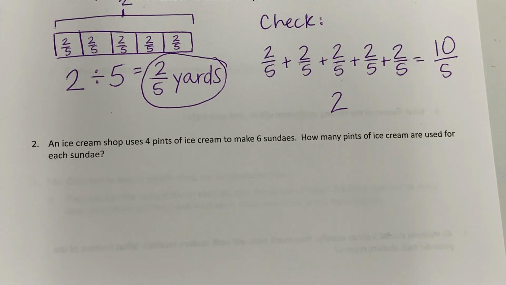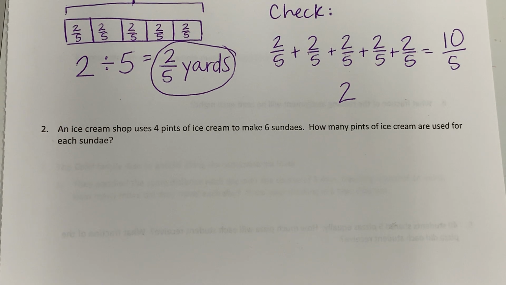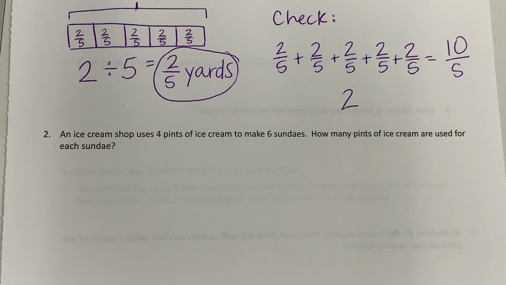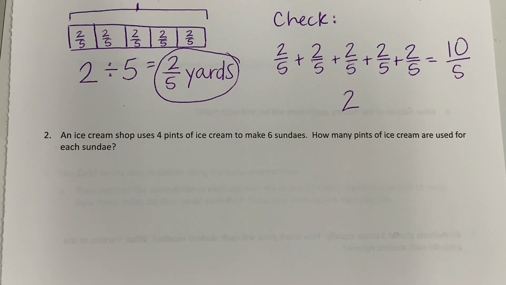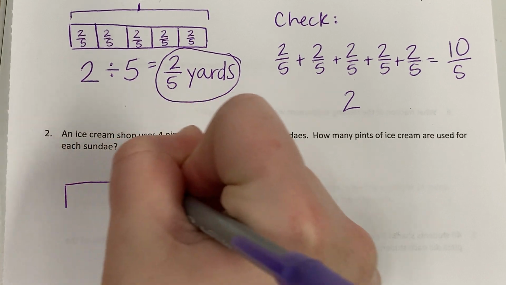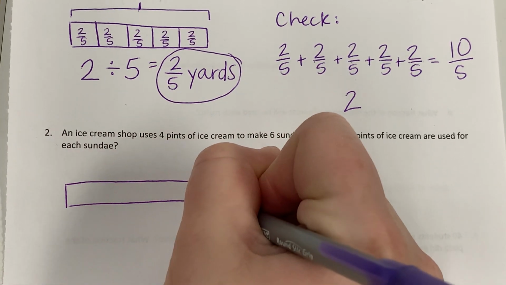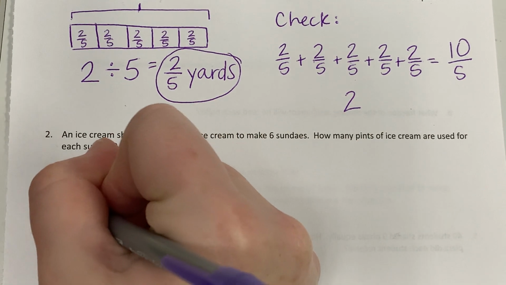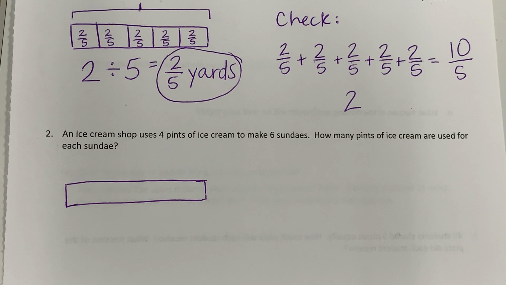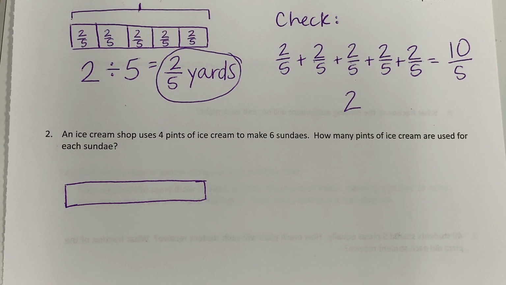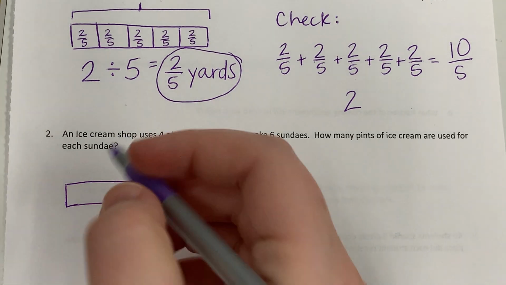Number 2. An ice cream shop uses 4 pints of ice cream to make 6 sundaes. How many pints of ice cream are used for each sundae? Well, what do I need to do first? What's the very first thing I need to do? Draw my rectangle, so draw it. Now that I've drawn my rectangle, how much is this whole rectangle worth, Kalia? 4. Yeah, it's 4.